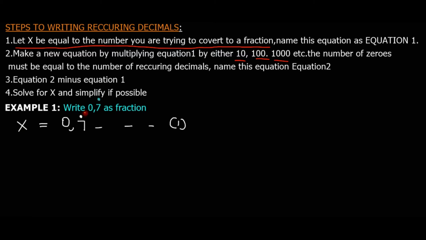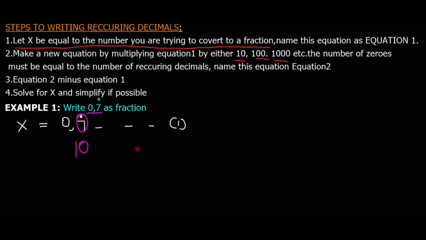Let's look at our recurring decimal. We look at how many numbers we have after the decimal. We can see that after the decimal we have 1 number, which is just 7. So because after the decimal we have 1 number, we expect the number of zeros to correspond to this number. This means we will have one 0 and then add 1. It means we will multiply by 10.